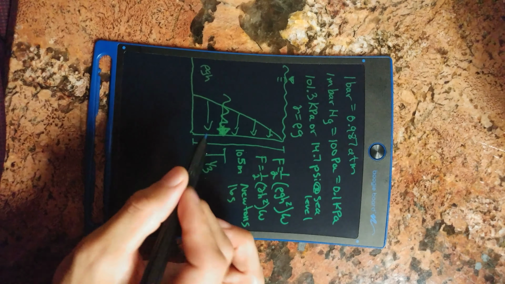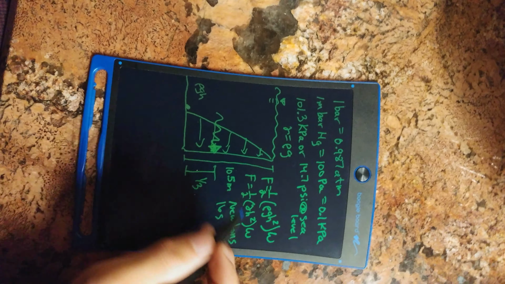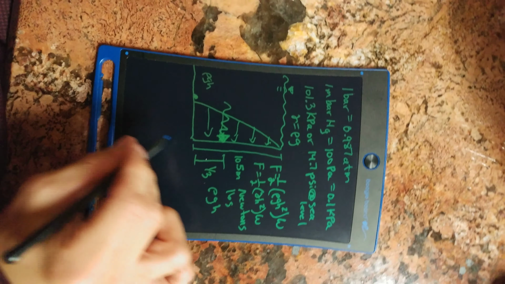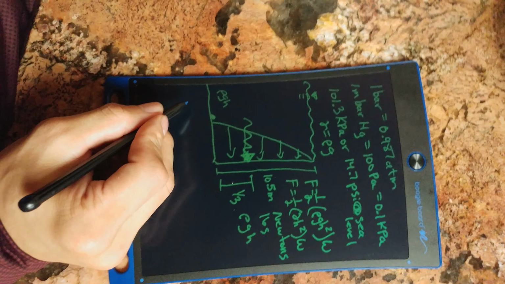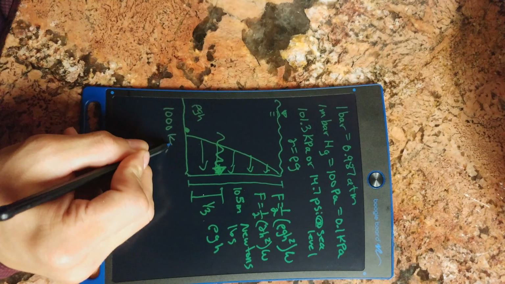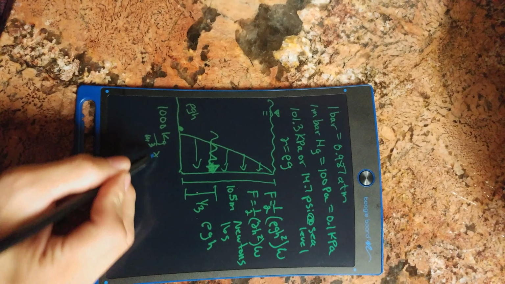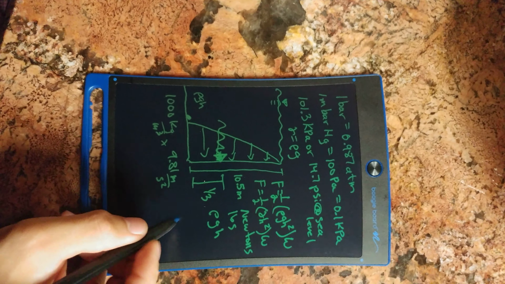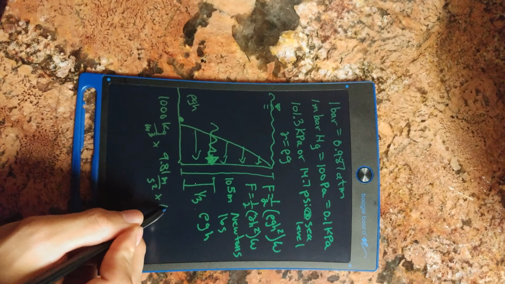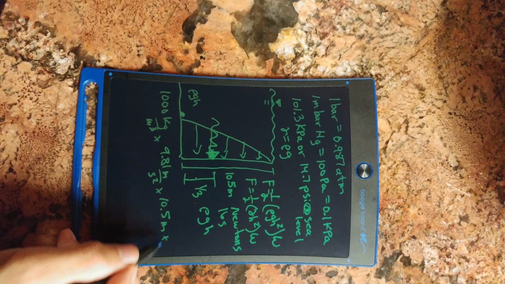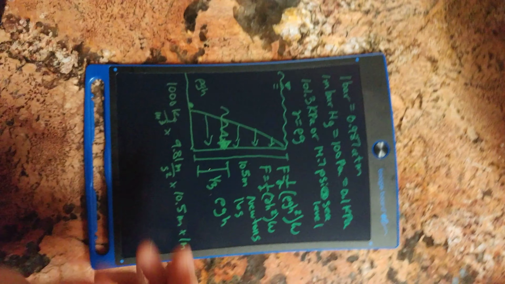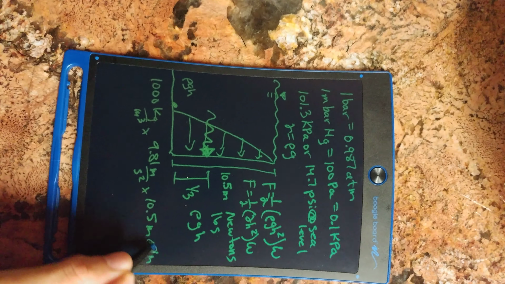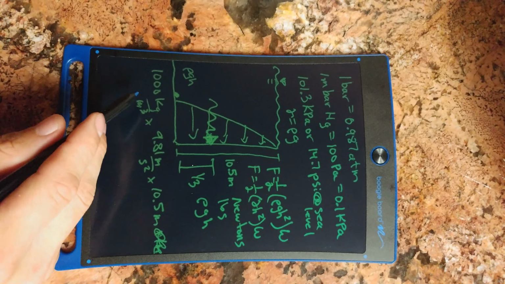But let's say we don't want to measure the force on the wall. We want to measure the pressure at the lowest point of the tank, which is going to be rho GH. In metric, the density is going to be 1,000 kilograms per meter cubed, times the gravity, 9.81 meters per second squared, times the height, which is 10.5 meters. I'm sorry, you don't need the width here. I was thinking about the force, but this is just rho GH.